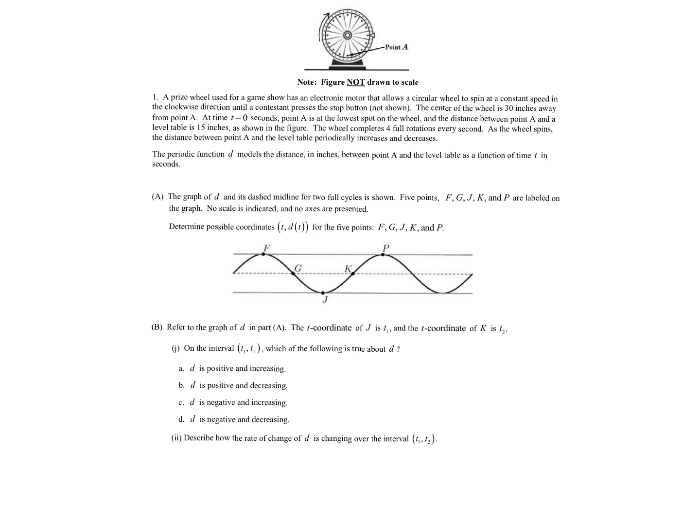It says the wheel completes 4 rotations every second. So what's my period on this one? 0.25, exactly. So my period is 0.25. We're going to store that in the back.